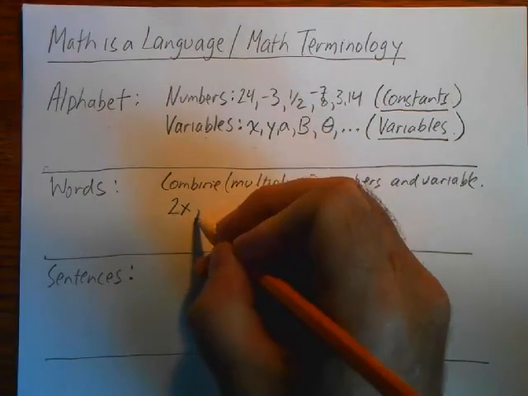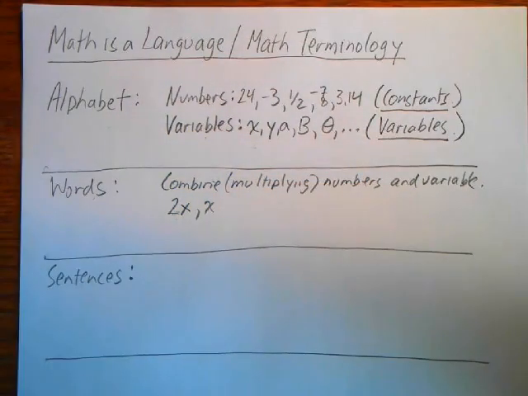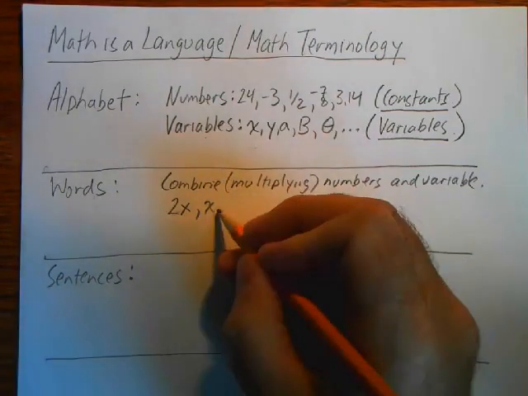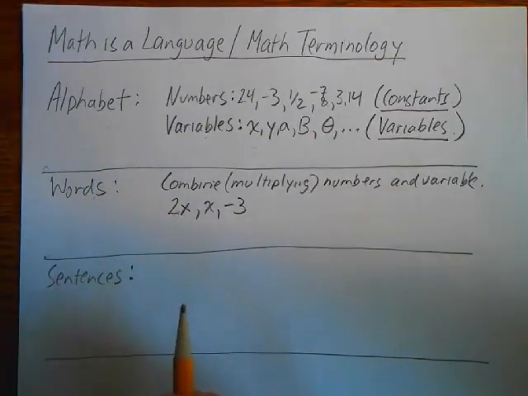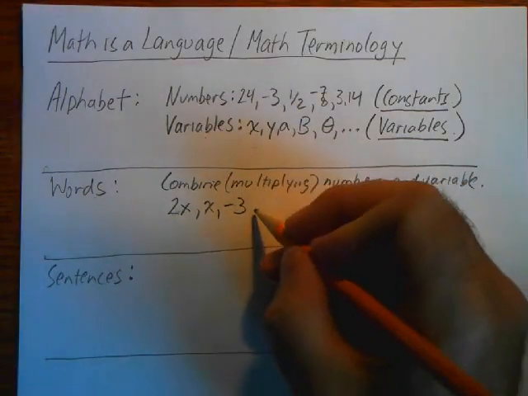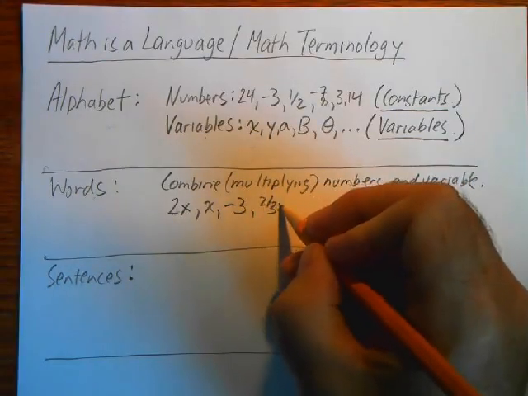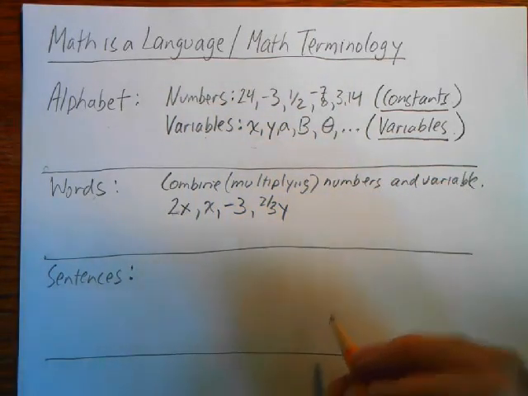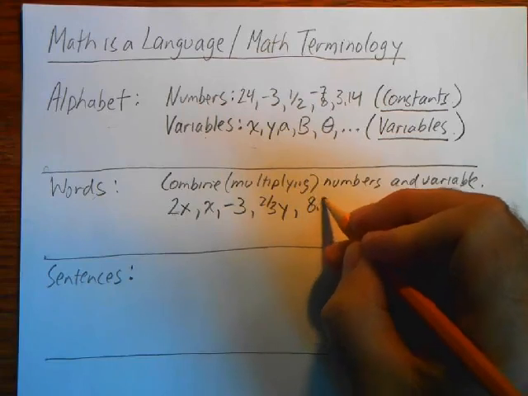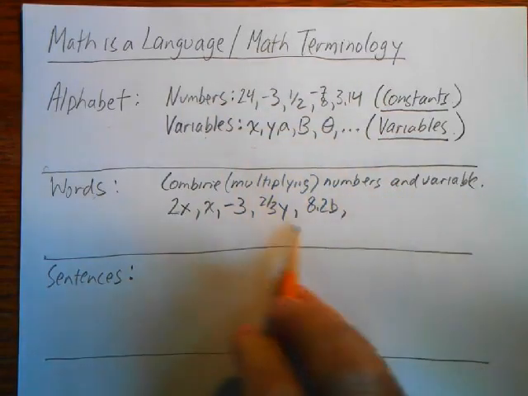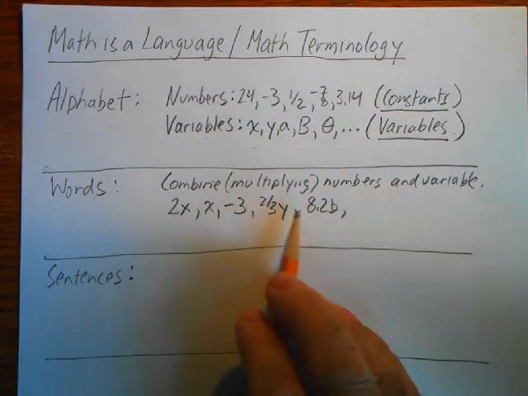Okay, and we could also just have the variable itself, or we could have a number itself. Those are still words. Okay, we could have something with a fraction and a letter. We could have a decimal and a letter. So these are all examples of math words.